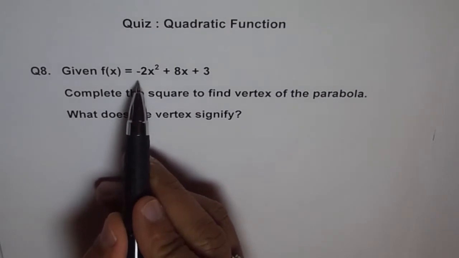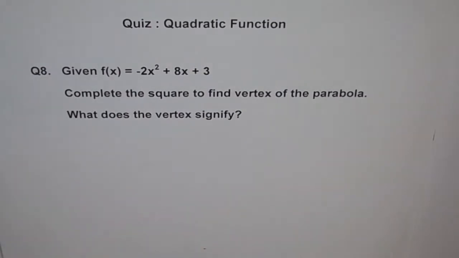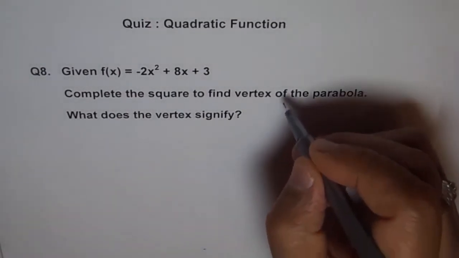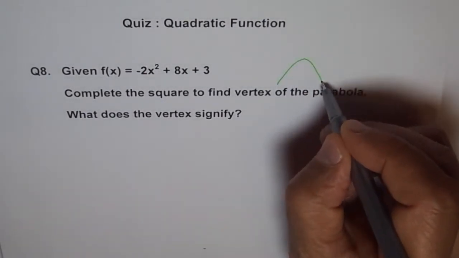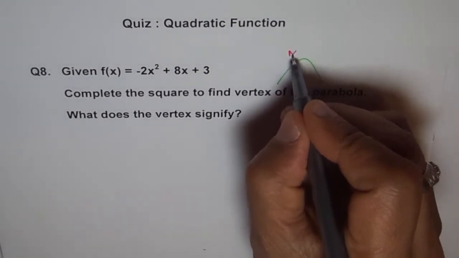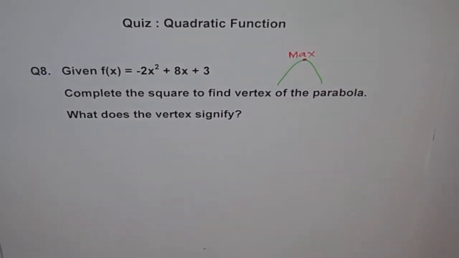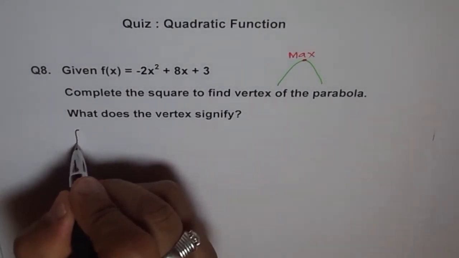From the equation, can you tell me whether it will be maximum or minimum? Well, the leading coefficient is negative. That means the function is going to be like this, right? Moving downwards. Therefore, we expect a maximum here. So the vertex will give us a maximum. Now, let's try to find that. Let's start with the completing the squares process.